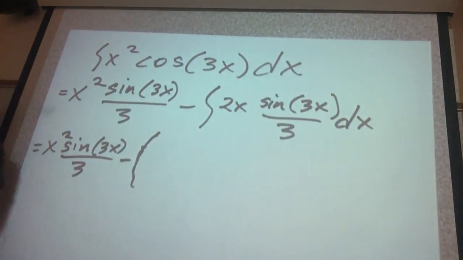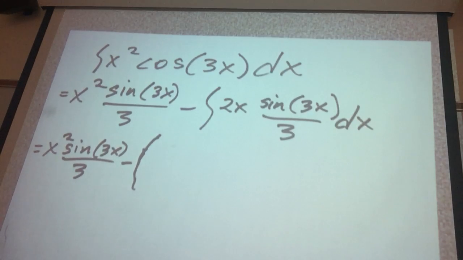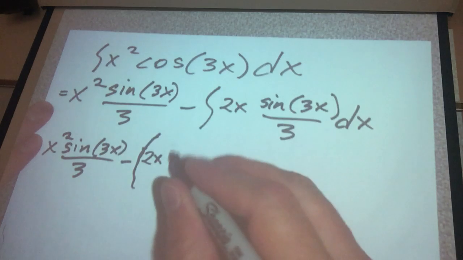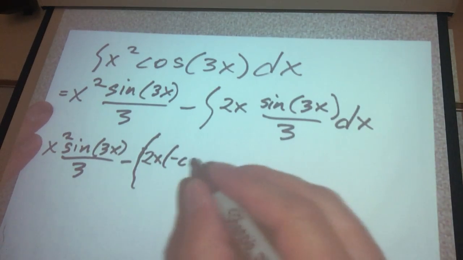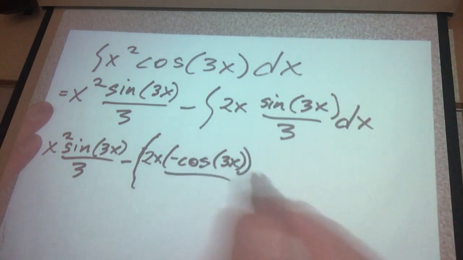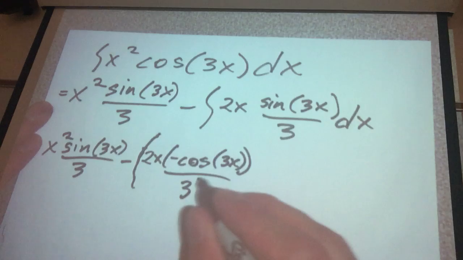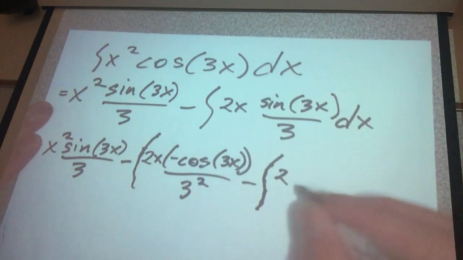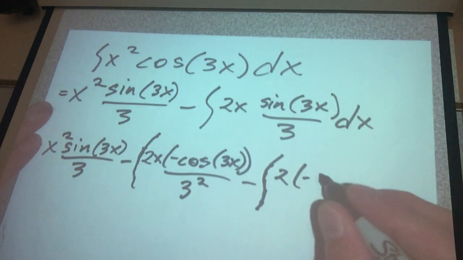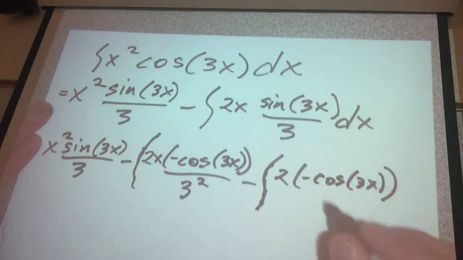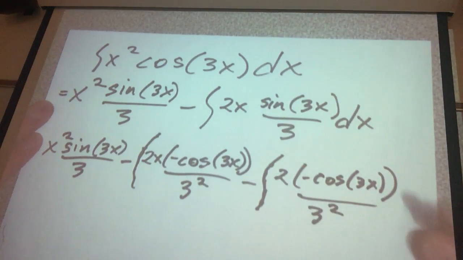So I'm going to leave the 2x alone. And I'm going to write this as negative cosine of 3x divided by 3 squared, and minus the integral. Now the derivative of 2x is 2, and this is going to remain as negative cosine of 3x divided by 3 squared, and this is an integral with respect to x.